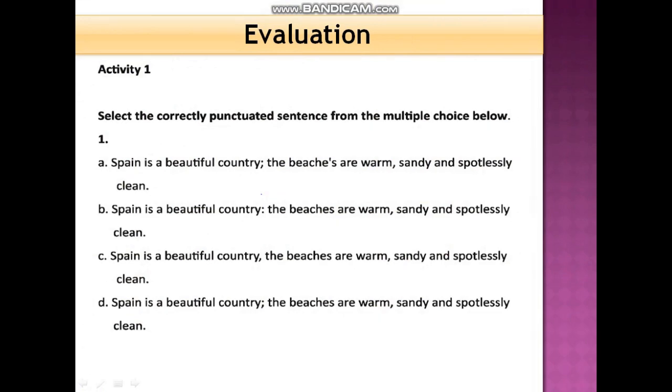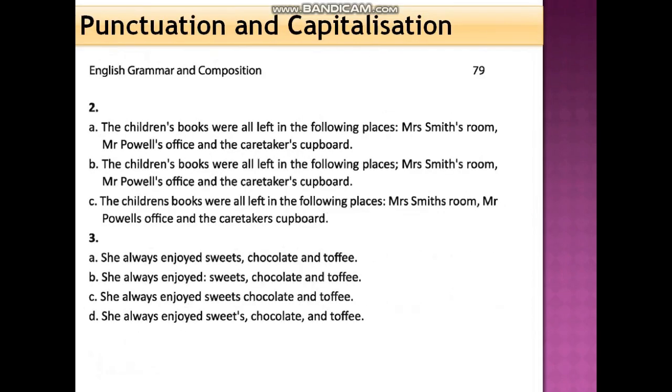It's your turn. Activity 1. Select the correctly punctuated sentence from the multiple choice below. Student, please read all the four sentences here and find out the correct one. Okay? Okay, student, I hope you can find out the correct one. So, let's match with mine. Okay? The answer is B. Spain is a beautiful country: the beaches are warm, sandy and spotlessly clean. Okay, it's illustrating the ideas or a list of the statement. Is it clear, student? Come to the next one.